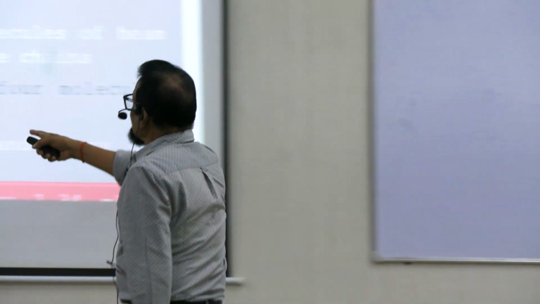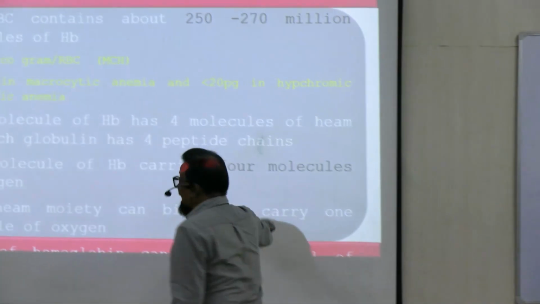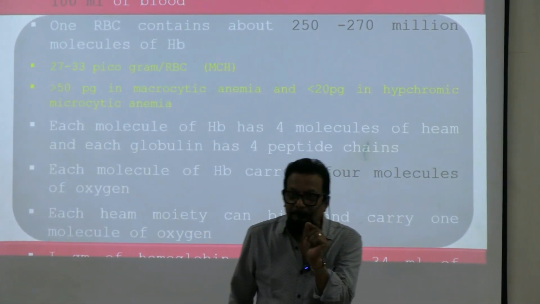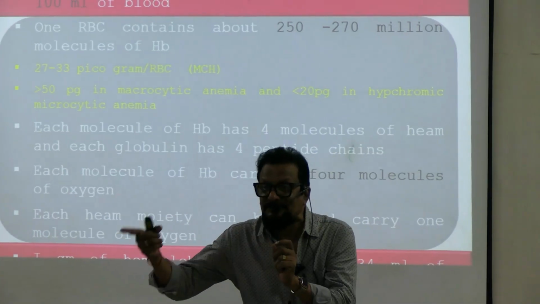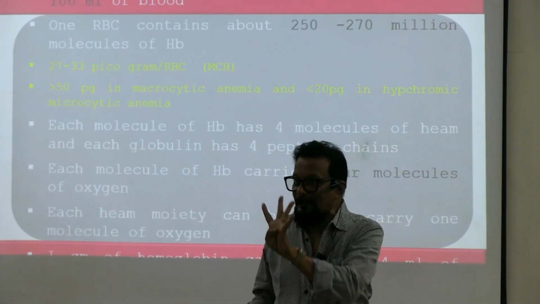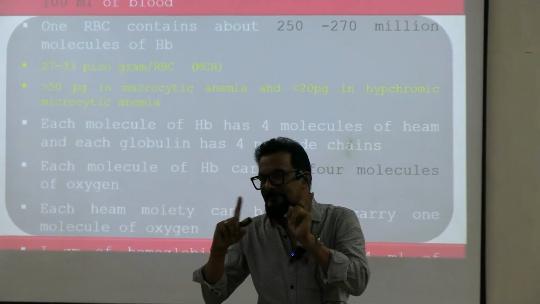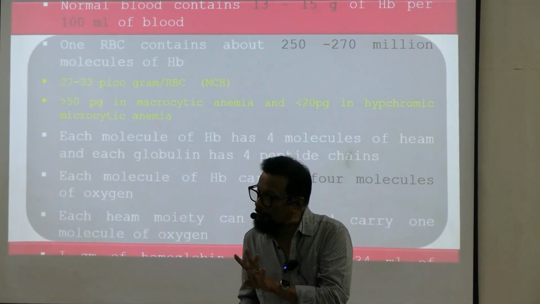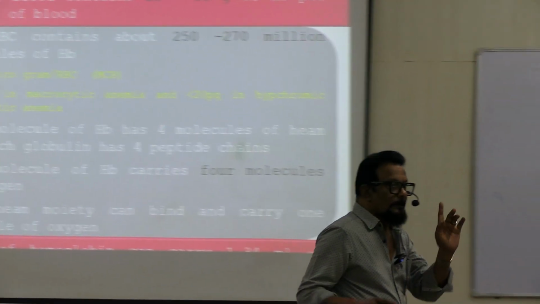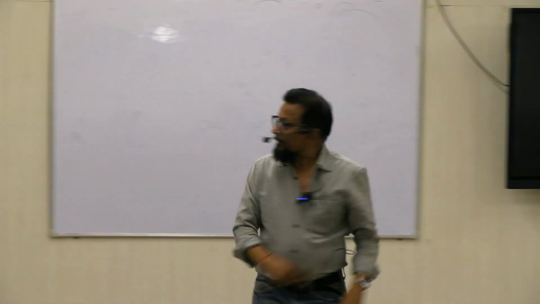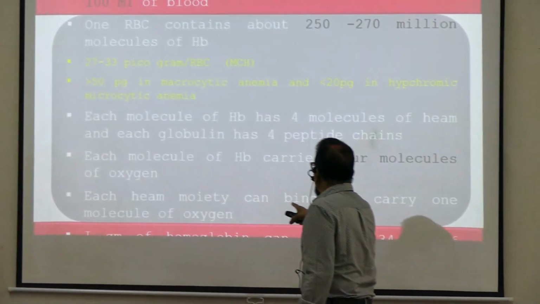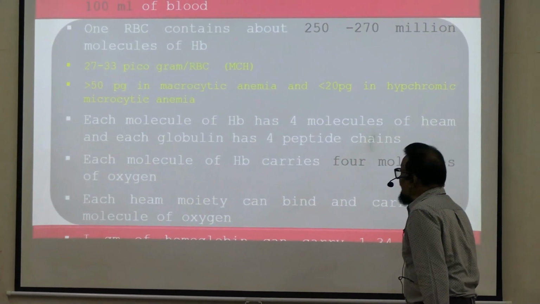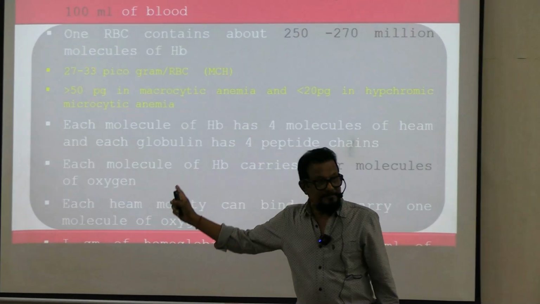Each molecule of hemoglobin carries four heme parts. It is the heme part that carries oxygen. So one molecule having 4 heme is capable of carrying how many oxygen molecules? 4. Remember this point also: each heme moiety can bind and carry 1 molecule of oxygen.